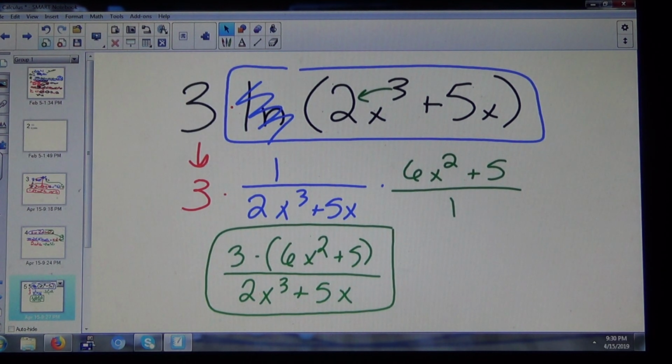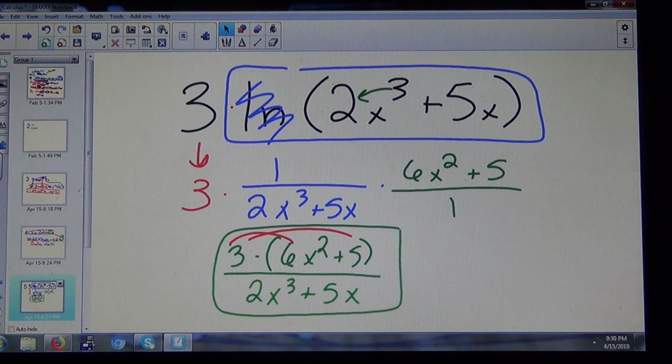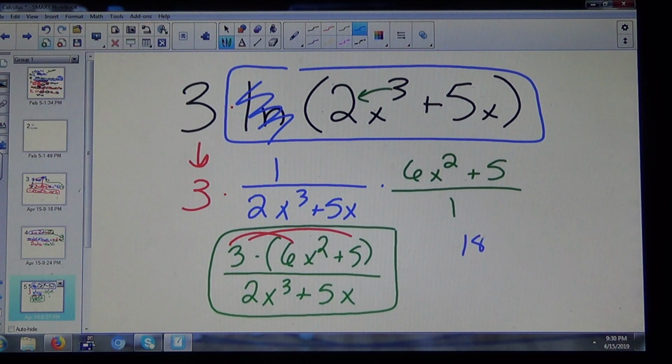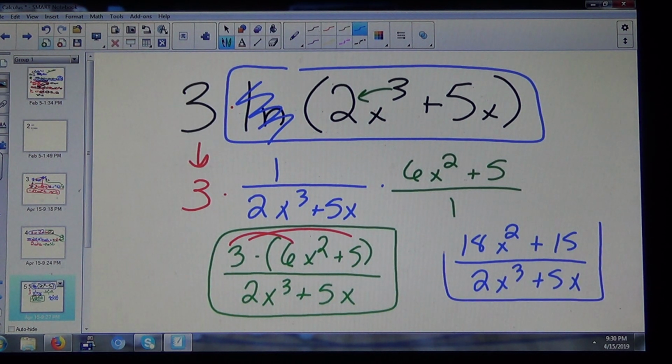If we want, you could distribute the top. So I guess if we want to distribute the top, we could then get, to make it nicer actually, we would get 18x squared plus 15, okay, all over 2x cubed plus 5x. Okay, so the actual, we'll go with the blue one. Simplified. Okay, questions on that?